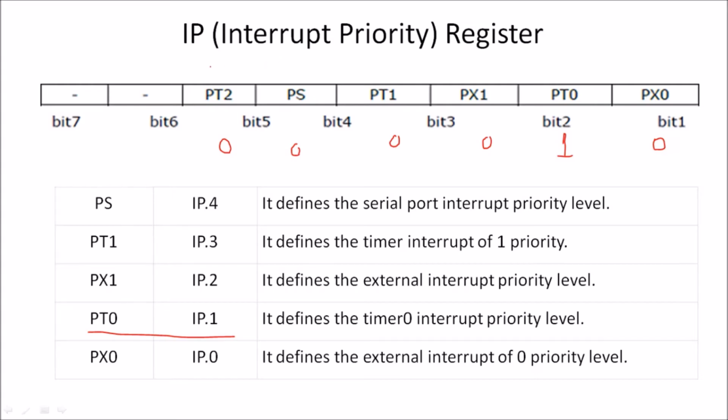This IP register also we can initialize at the start of our program so that the microcontroller comes to know the priority of the interrupts. We have to convert this data into hex, and that will be stored in the IP register. It is used only if we want to change the priority of an interrupt. Otherwise, we can use the default priorities set for the 8051.